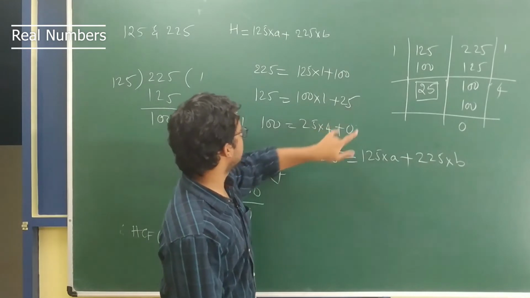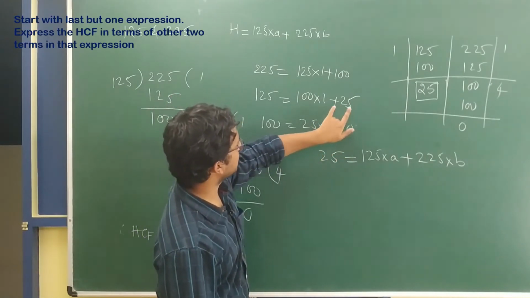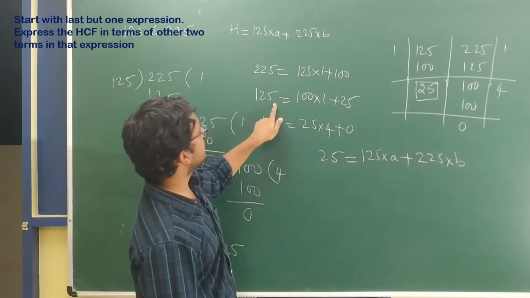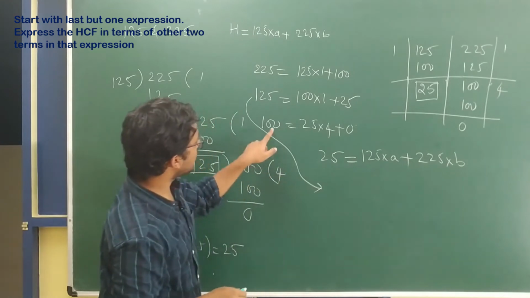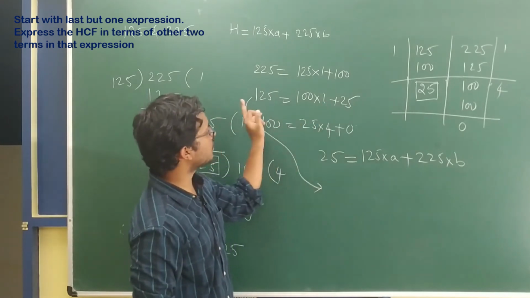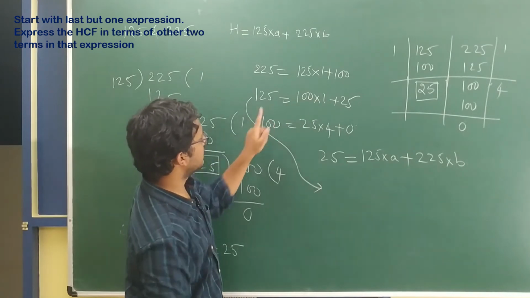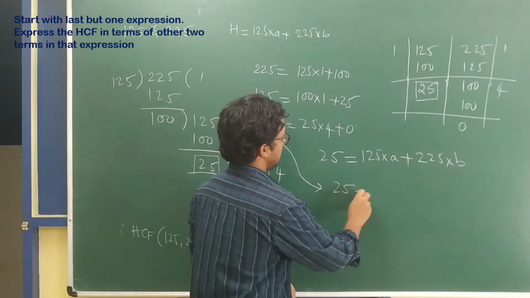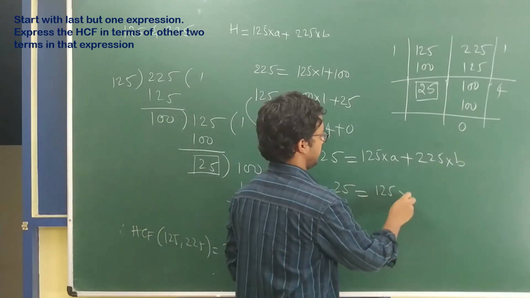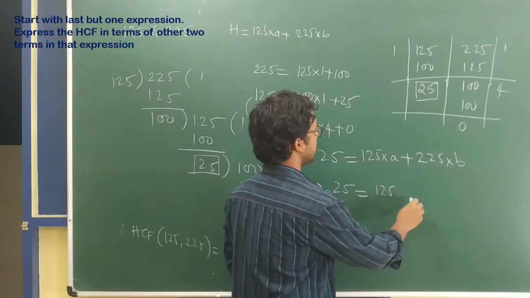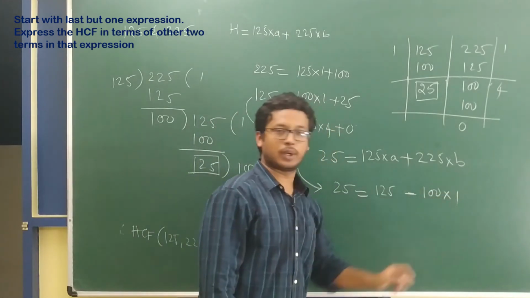So start off with this equation. This equation says 25, you write for 25. So 25 can be written as, bring this term this side. So using this equation, let's start off with the last but one equation. You start off with the last but one equation, alright. So this 25 can be written as, bring this one this side. So it is 125 minus 100 into 1. Please write it as 125 minus 100 into 1.